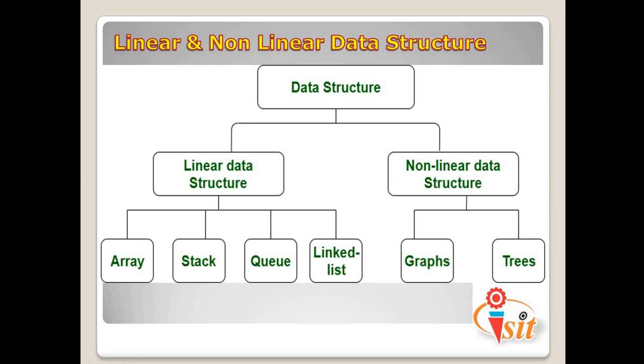Now coming to the next one, that is the non-linear data structure. All one-to-many, many-to-one or many-to-many relations are handled through non-linear data structures. Every data element can have a number of predecessors as well as successors. Trees, graphs or tables are the examples we consider for the non-linear data structure.